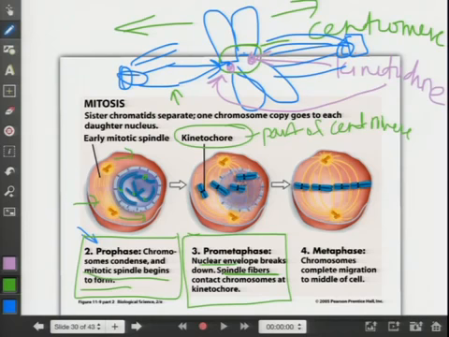Both have to go through this programmed cell death, apoptosis, for the betterment of the organism, right? If you have too many chromosomes or not enough, you're a mutant. You're not doing what you're supposed to be doing. You could start going through the cell cycle and go crazy.